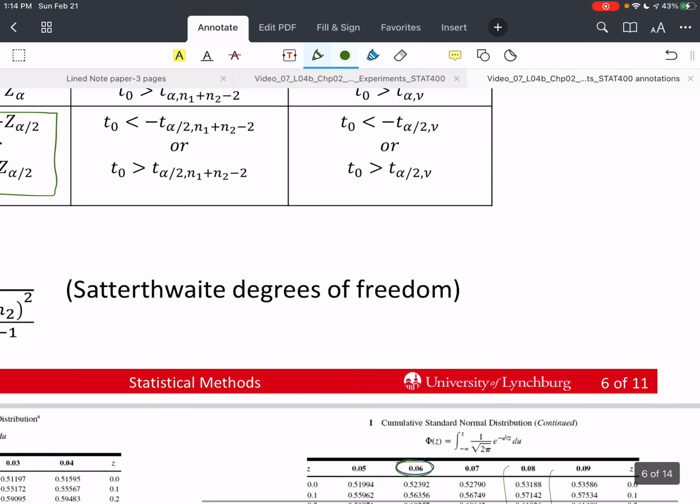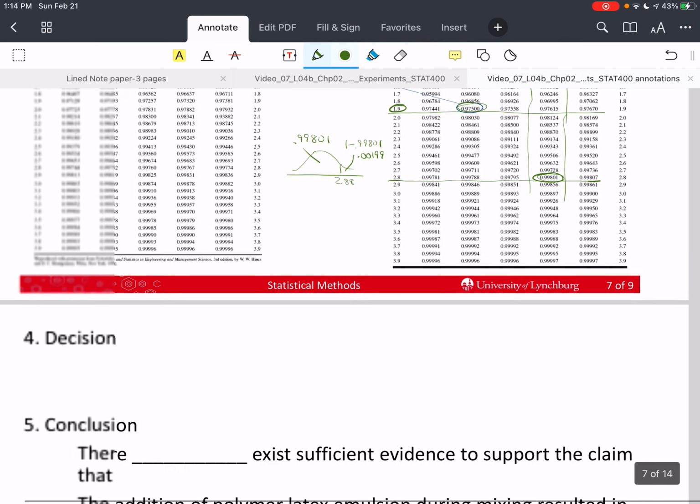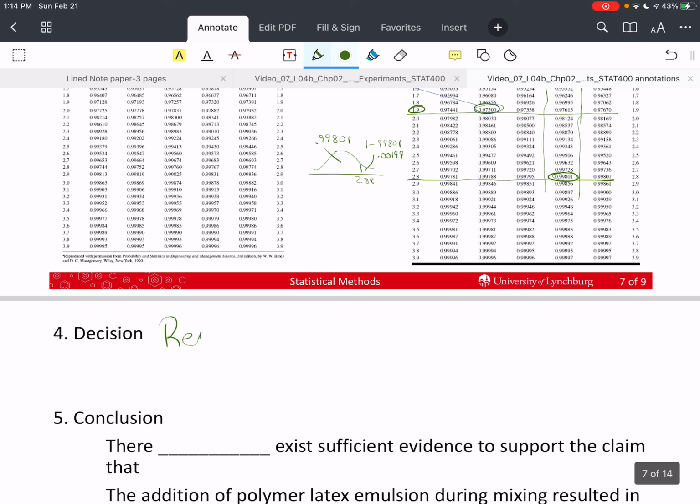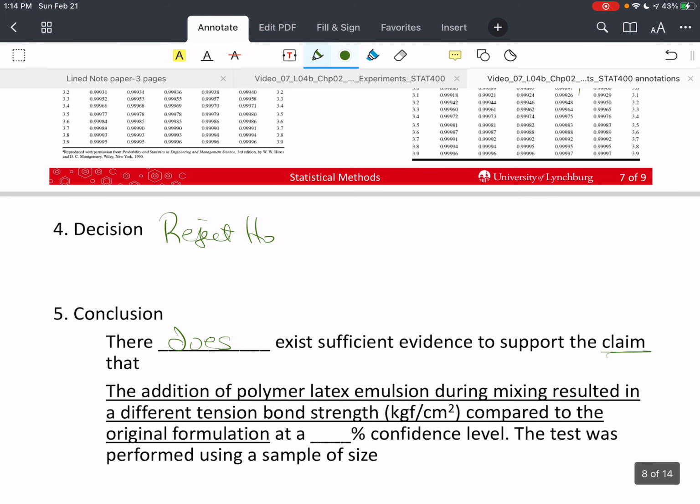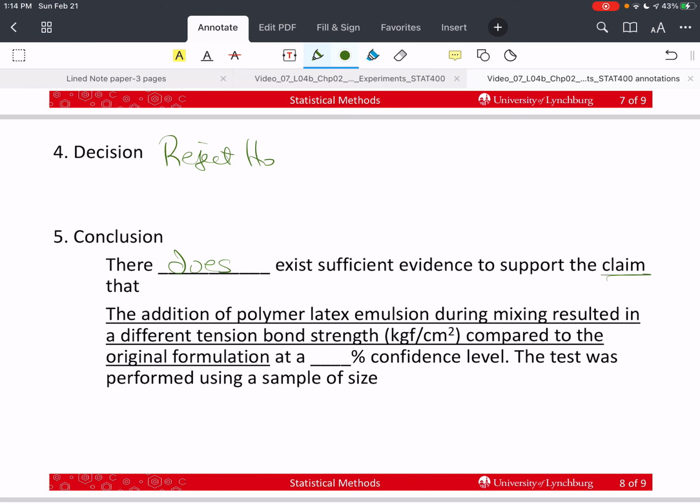Okay, so that was our decision for both methods. They will always agree unless you make a mistake. So reject the null hypothesis. Therefore, there does exist sufficient evidence to support the claim, not the null, but the claim. We've written the claim: the addition of the polymer latex emulsion during mixing resulted in a different tension bond strength compared to the original formulation. We used alpha equals 0.05 or a 95% confidence level. The test was performed using a random sample of n1 equals n2 equals 30.